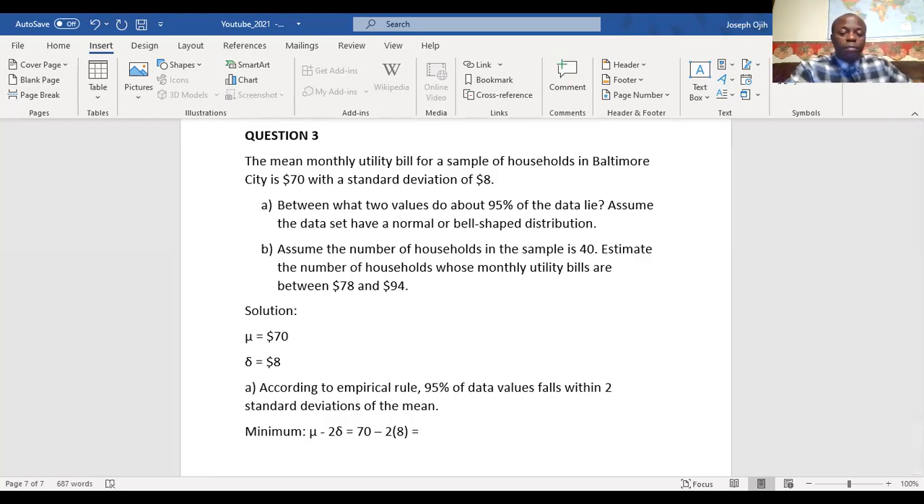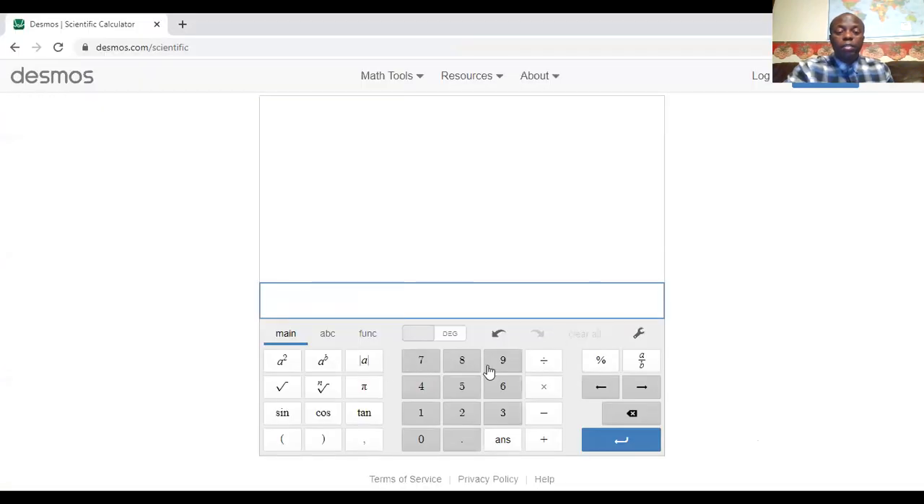So this we can get from, let me write it down, 70 minus 2 times the standard deviation. In Desmos, I have $70 minus 2 times $8, which is the standard deviation. It was $54. Okay, $54.